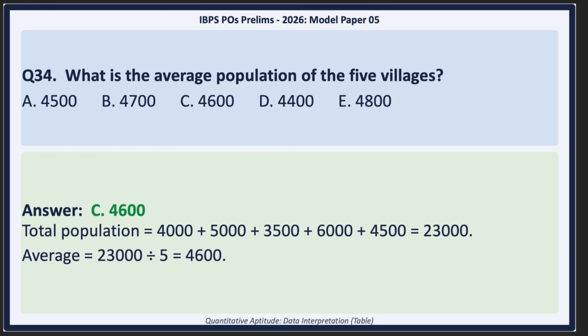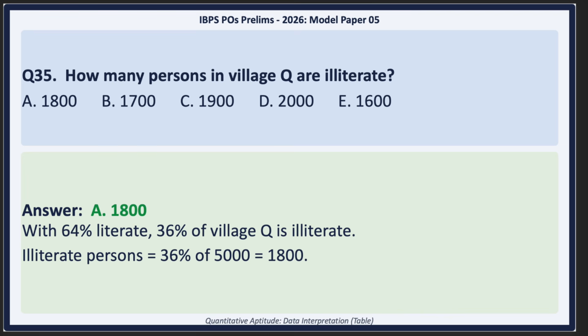Exactly. And question 35 is just another inverse trick. It asks for the illiterate population of Q when the table gives a 64% literacy rate. So you just find the remaining 36%. Exactly. 36% of 5,000, which gives you 1,800. Okay, so the pantry is definitely manageable.